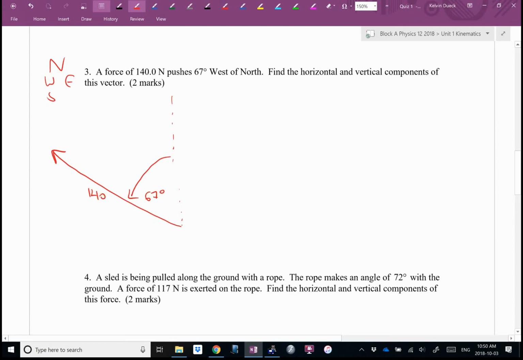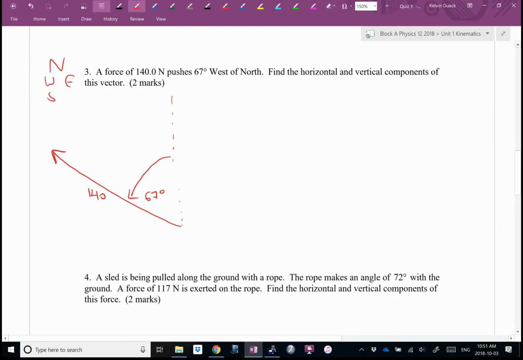Now, I can draw the components a couple of ways. In your notes, I always was able to draw the horizontal first and then the vertical, and I could, except this isn't 67 degrees. What angle is down here instead? Whatever 90 minus 67 is, 23, I think. And if you did that, we'll all get the same answer and you'll get full marks.